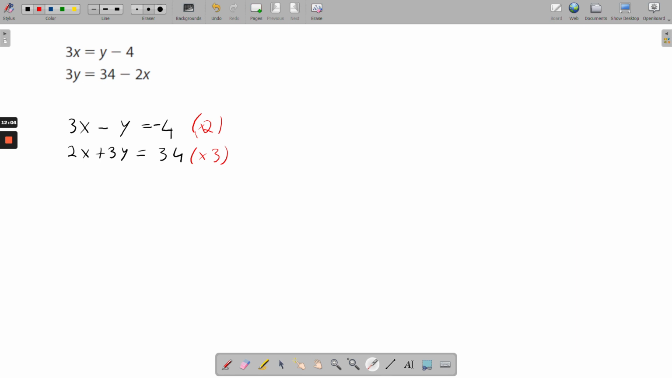So coming down to my next line, we're going to multiply the top one, we'll get 6x. You're going to get 6x minus 2y is equal to minus 8. So all I did with this one was I just multiplied this whole line by 2. Then we're going to take our next line and we're going to get 6x again plus 9y is equal to 34. It's going to be 98, 102.